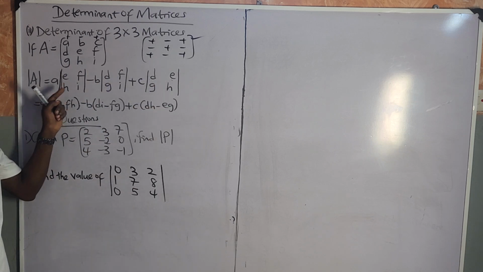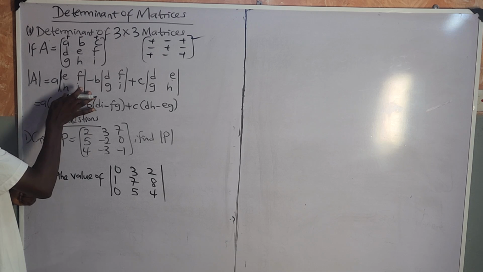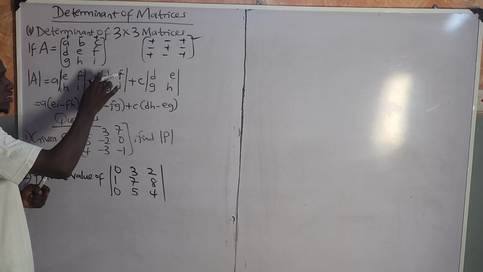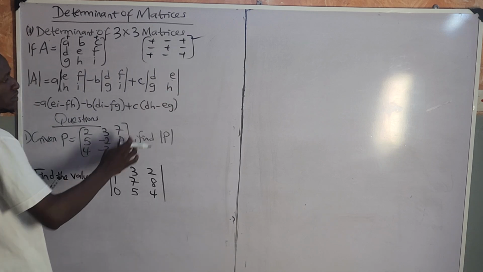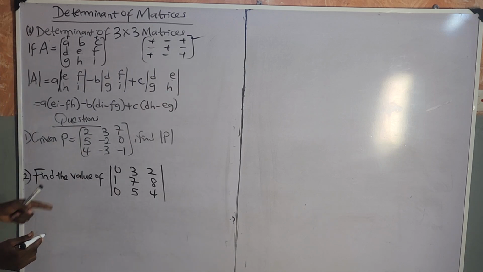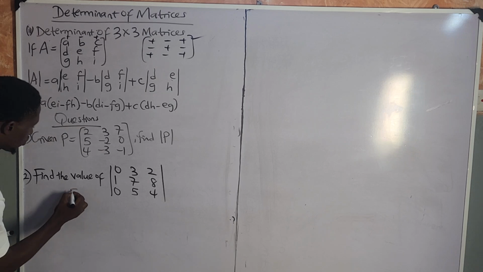Then remember, in our last video, this is determinant of 2 by 2 matrix. This times this minus this times this. This times this minus this times this. This times this minus this times this. And that is how to solve this. So let's look at the question. Solution.